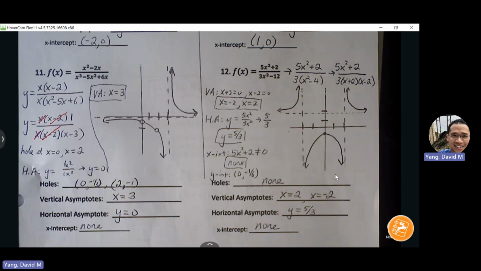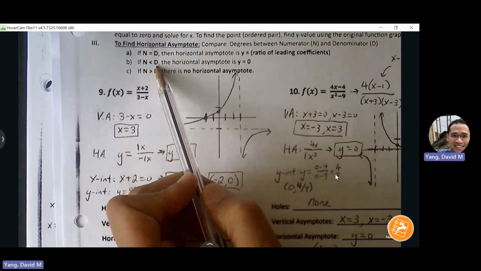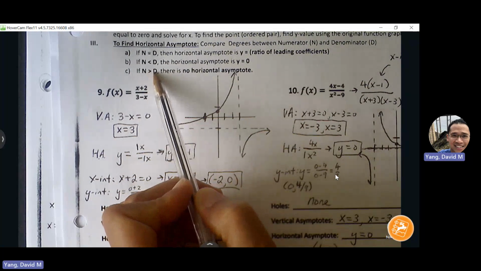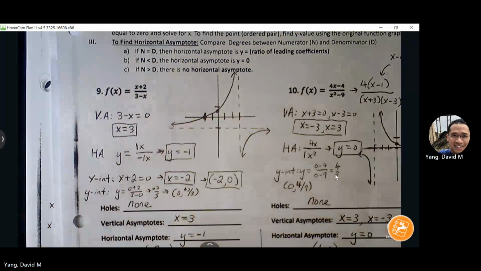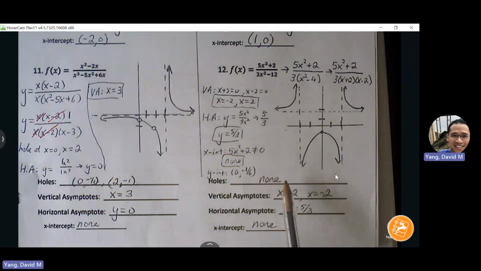So if the degrees are the same, then you do the ratio. If the denominator has a higher degree than the numerator, then it's always 0. And if my numerator degree is higher than my denominator, then there is no horizontal.